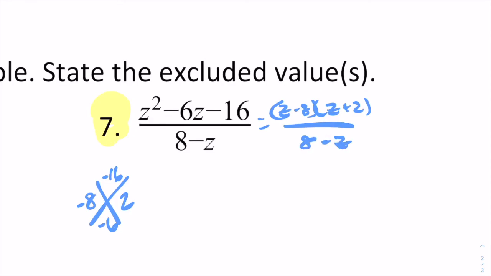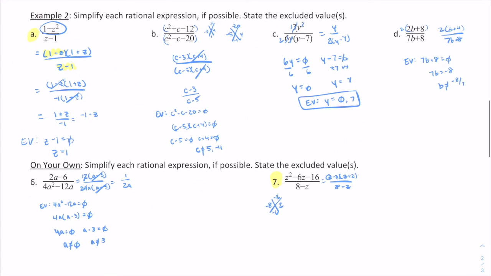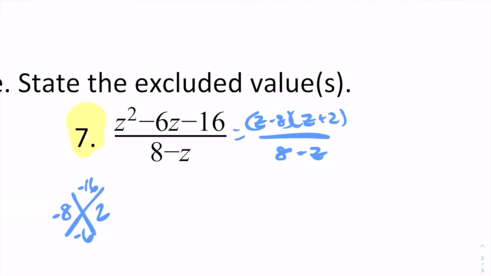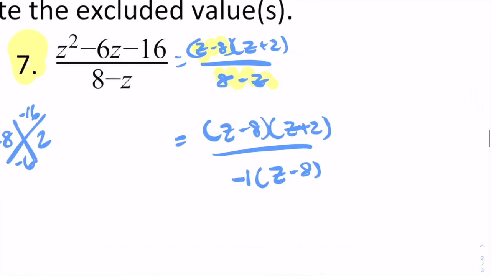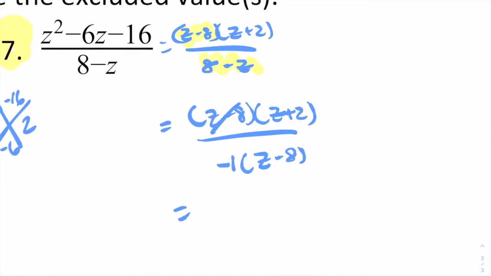So this is similar to 2a, right? As I could tell, this is very close to this one, but let's factor out a negative 1. So you have z minus 8 times z plus 2 all over negative 1 times z minus 8. And then you can cancel these out. So you get z plus 2 over negative 1 and get negative z minus 2 as your simplified version.